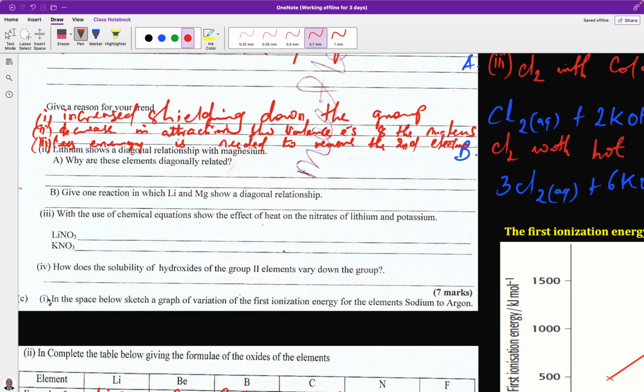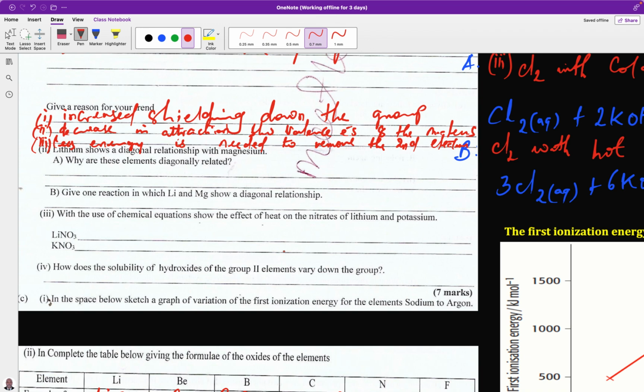Now, the diagonal relationship. I said the diagonal relationship is, first of all, that one element belongs to period 2 and the other one belongs to period 3. Why are these elements diagonally related? They are diagonally related because they belong to different periods of the periodic table. For that purpose, they have almost similar ionic sizes.